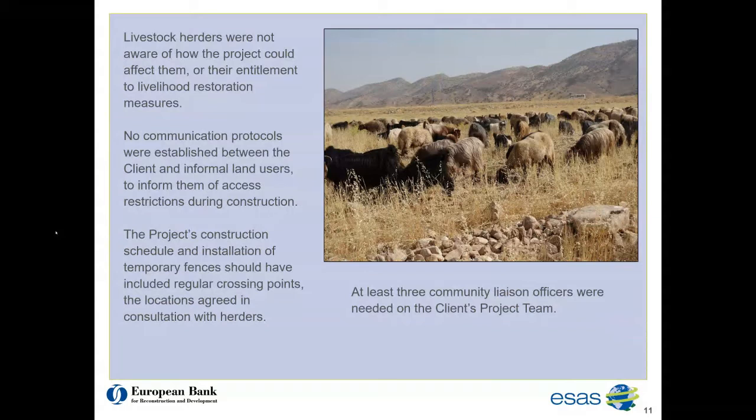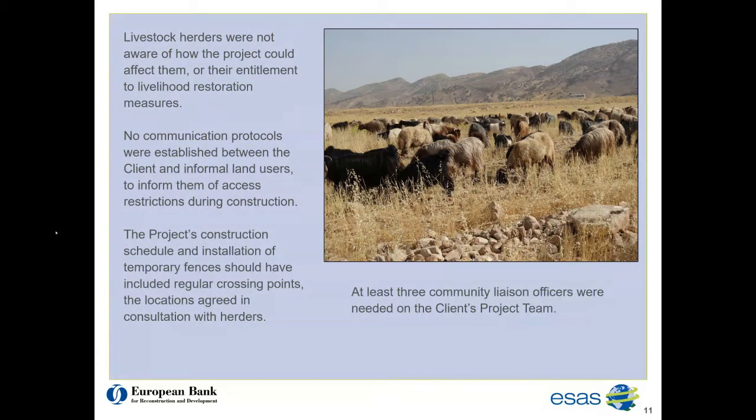And following the review of the environmental and social impact assessment during task 1, it also became clear that the impact to the livelihoods of the livestock herders had not really been assessed in adequate detail. There were, for example, no communications protocols established between the client and these informal land users to inform them of when the future access restrictions would take place.